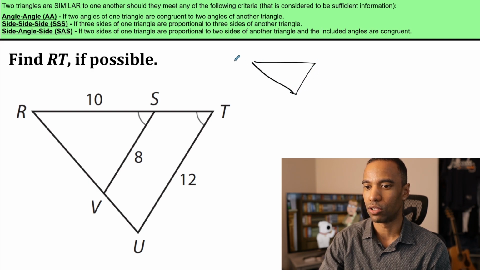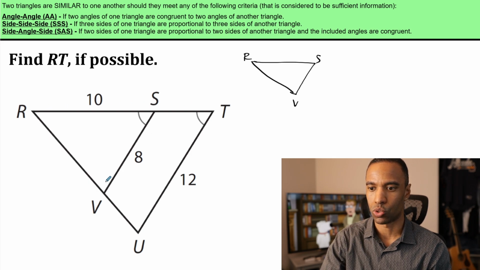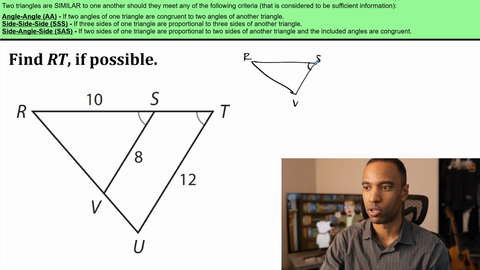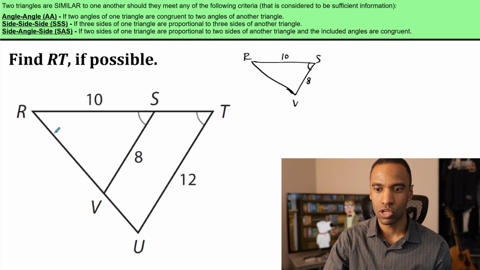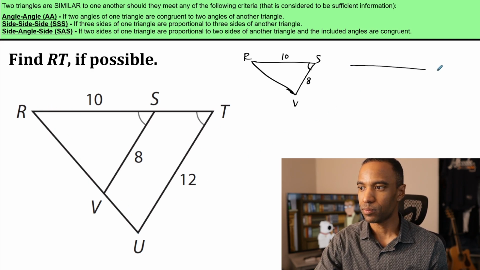There's a smaller triangle here that's RSV. You can probably clearly see that from this drawing here. RSV, there's some congruent angle with another angle in the other triangle, and I got an 8 and 10 right there. Now, can you see the other triangle here, guys? RTU. See that bigger one right there? That's RTU.